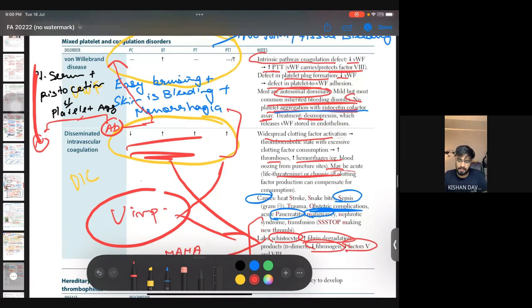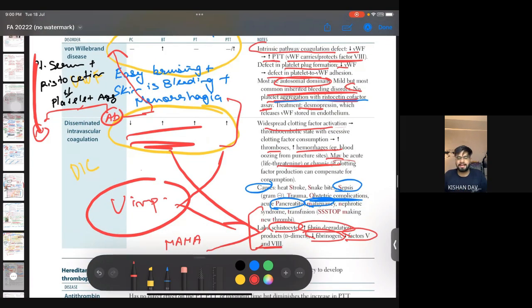So all these are the platelet disorders. A few more are there, hereditary disorders. We will discuss them. Let's note this down. This is very important.